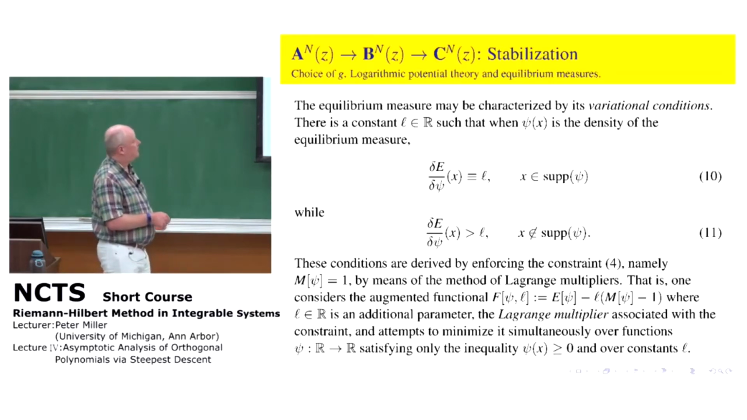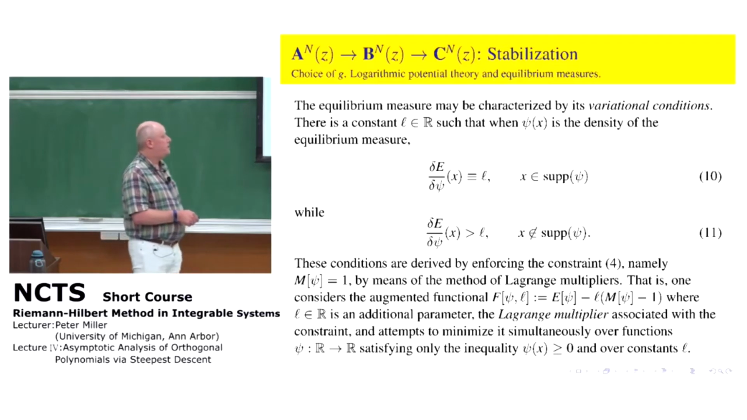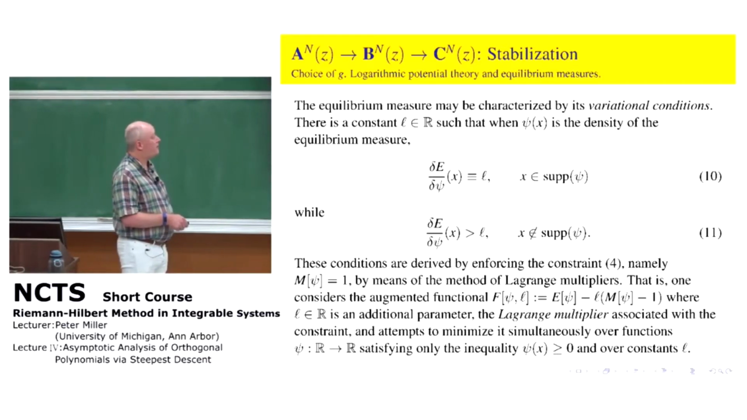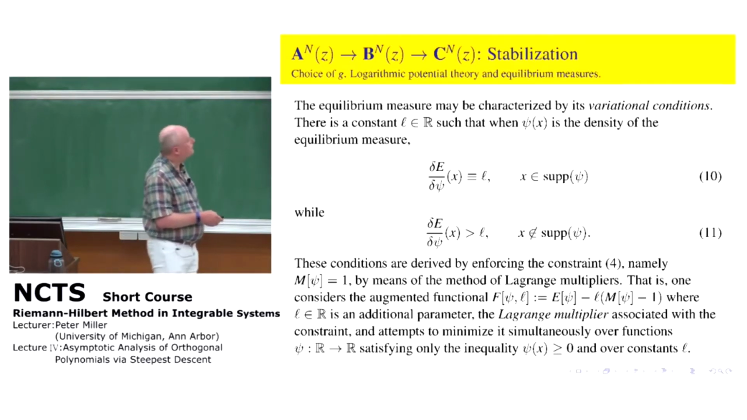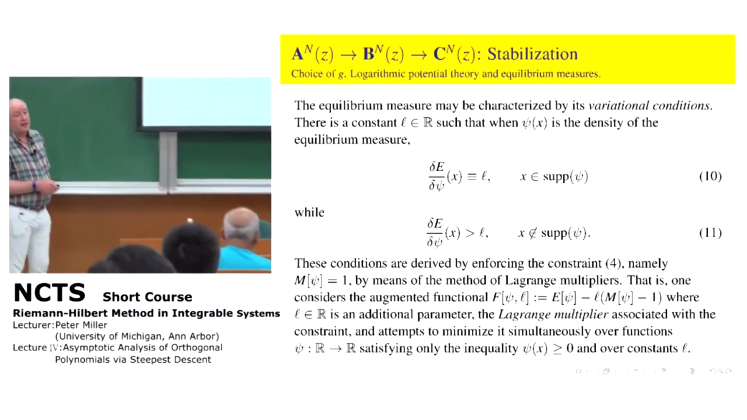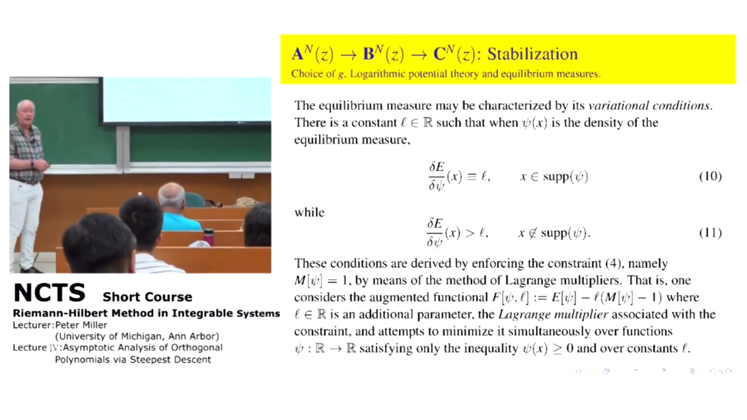So you just consider the augmented functional, energy minus Lagrange multiplier times (mass minus 1). And then you attempt to minimize this thing simultaneously with respect to psi and L. And the psi has to satisfy this constraint here. Because we're assuming that we have a probability measure, the constraint that the mass is 1 will be built in automatically from taking the derivative with respect to L here. So L is determined by V. L will be determined by V, that's correct. And so will psi, actually.